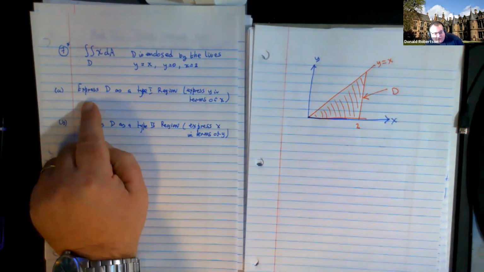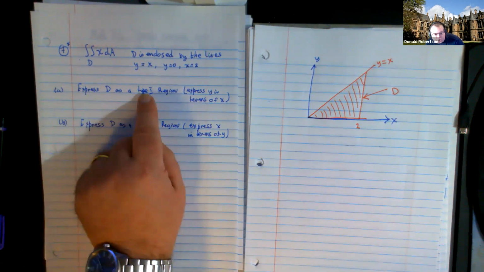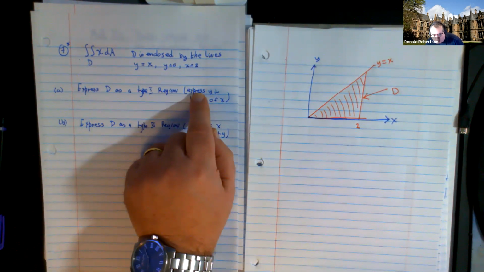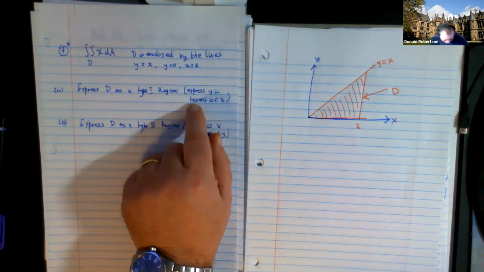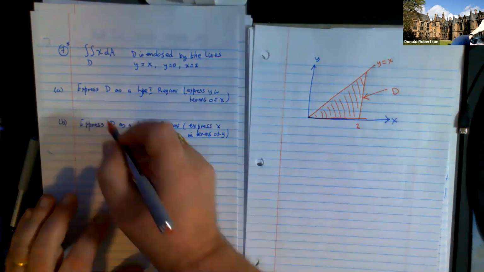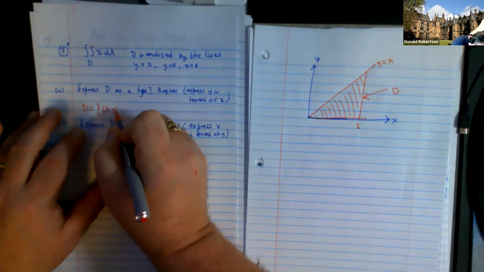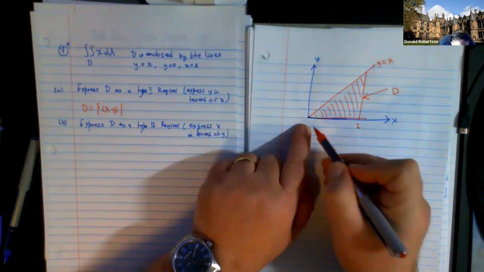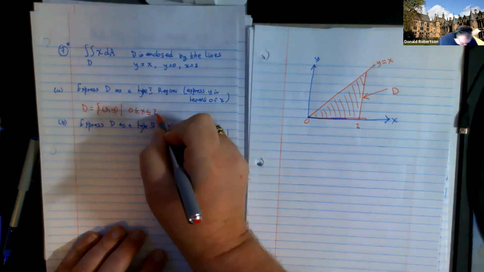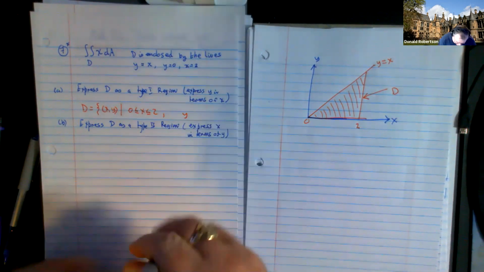And question E introduces a terminology that's new. It asks us to express this region as a type 1 region. Essentially, a type 1 region is one where the x's are numbers and you express the y's in terms of x's. So in a type 1 region, we would call D this fella, set of all points x, y, such that x goes from 0 to 2. So in a type 1 region, the x's are numbers and the y is in terms of x.